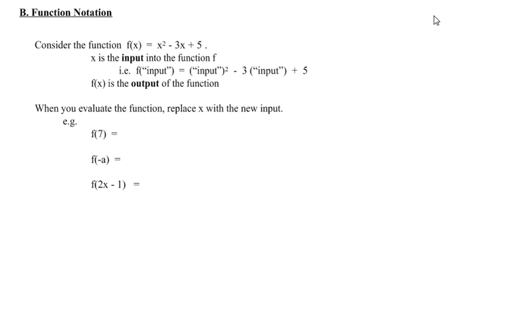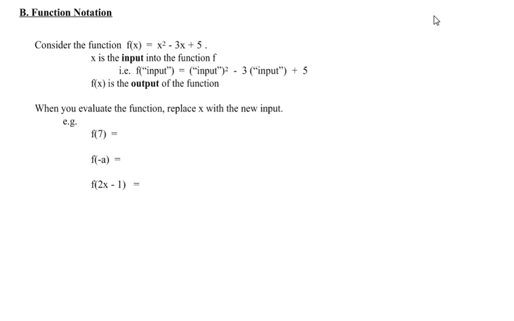So x is the input. Another way you can write that is f of input equals input squared minus 3 times my input plus 5. Okay, so that's what x is, your input. F of x, or the y, is your output. When we put in x into the function, out pops our y value.